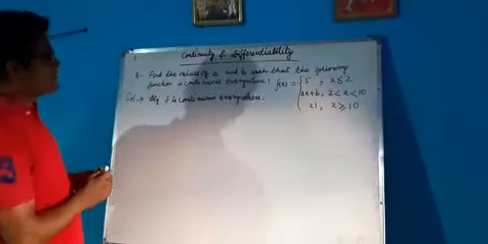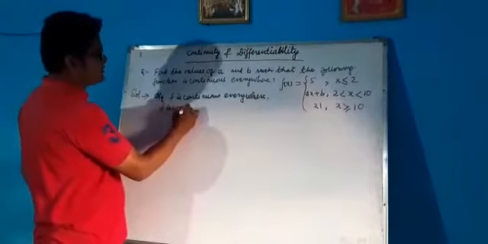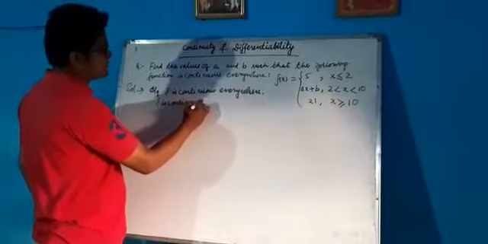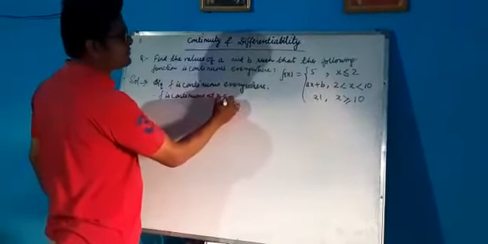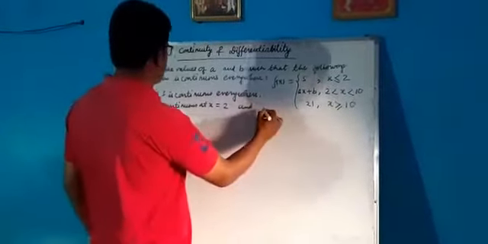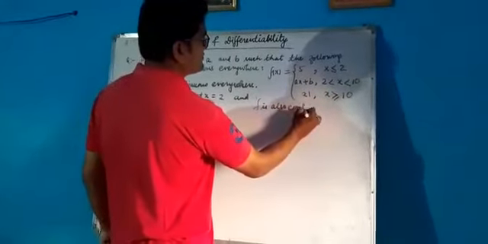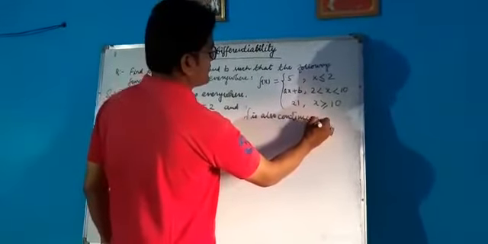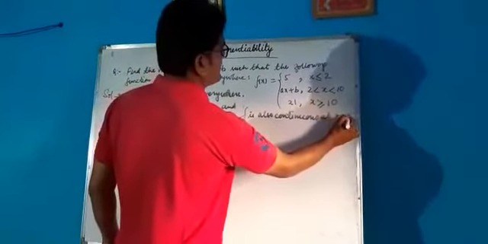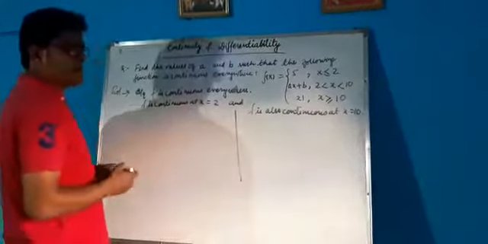It is given. So therefore f is continuous at x equal to 2, and on this side I am writing f is also continuous at x equal to 10. Now see, I will solve both parts in this way.